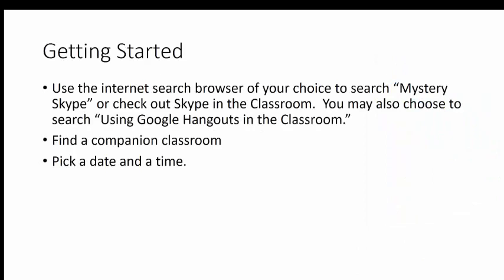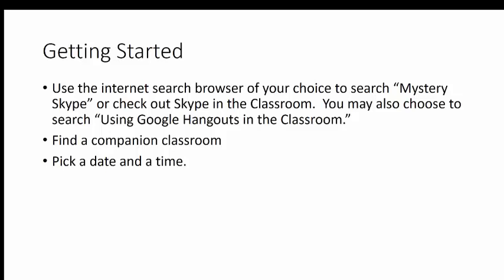Getting started. Use the internet search browser of your choice to search Mystery Skype or check out Skype in the classroom. You may also choose to search using Google Hangouts in the classroom. Next, you'll want to find a companion classroom. There are plenty of eager participants out there. They can be found through Google, Skype, or the United States Department of Education's Teacher's Guide to International Collaboration.